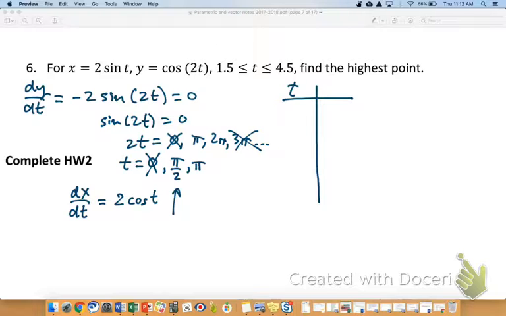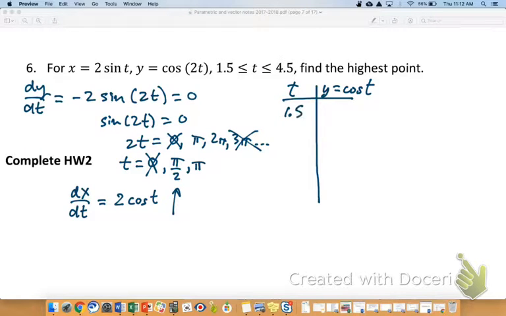I'm going to plug my t in for the input of x or for the input of y. Which one would make more sense here? Y. Why? Because we're looking for the highest point. Highest. What would plugging into x tell us? Left or right? Most right or most left? That's right. Okay, so then I'll just say this is y equals cosine of t right here.